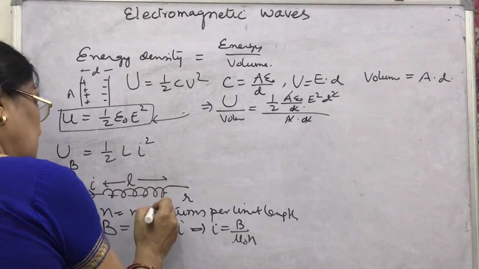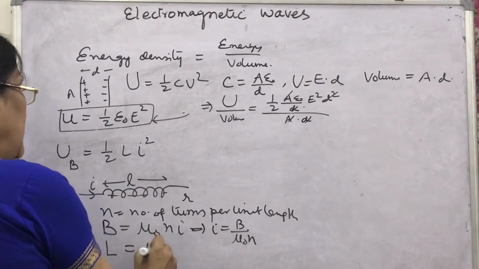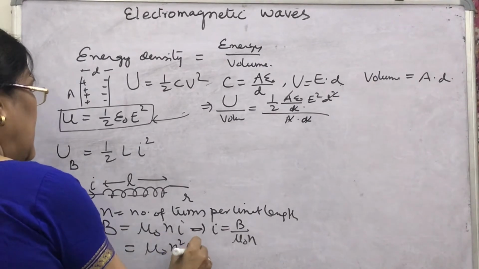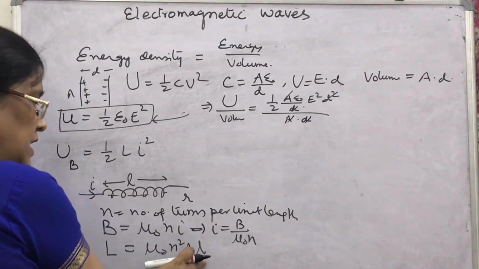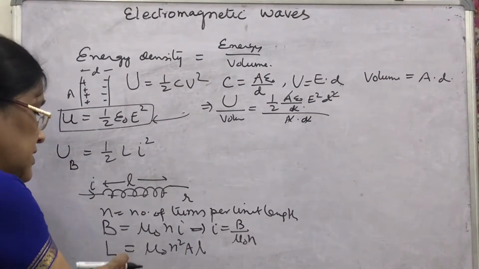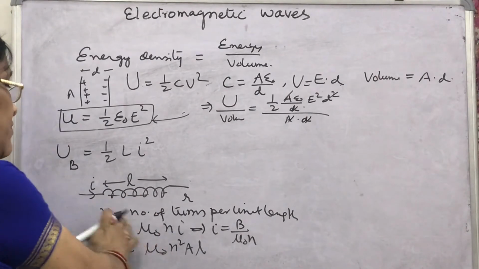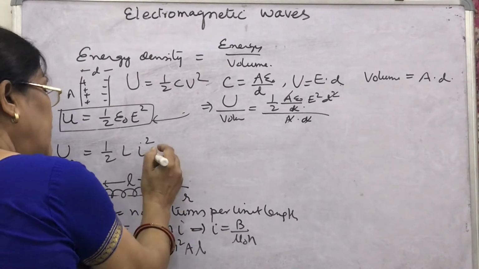What is the inductance of the coil? Mu naught n square A L. This L is the length, and this L is the coefficient of self-induction. You know these relations in electromagnetic induction, self-induction and mutual induction, which we have read. So what will be here?